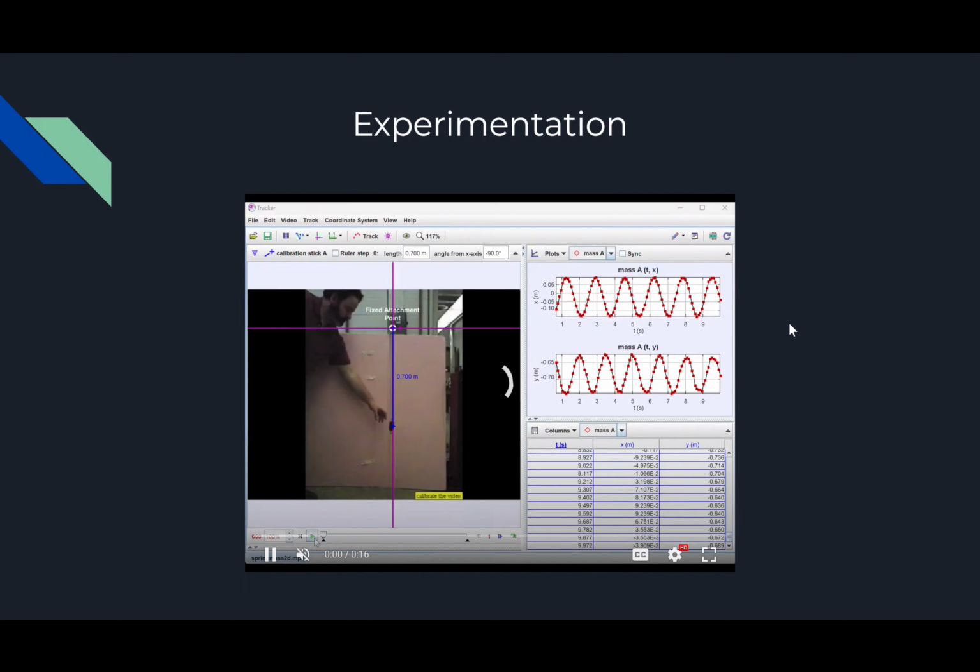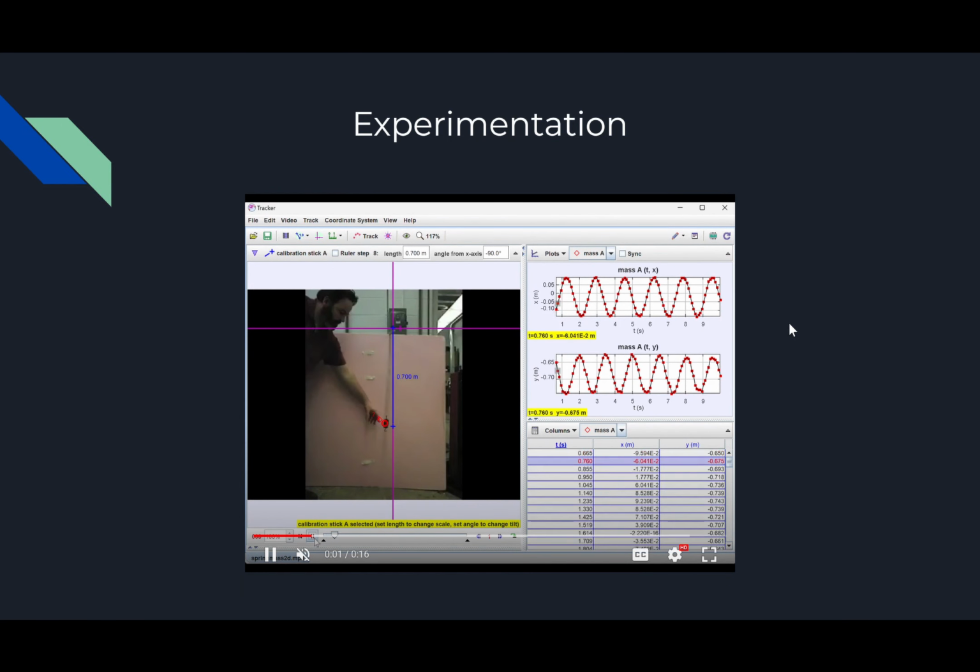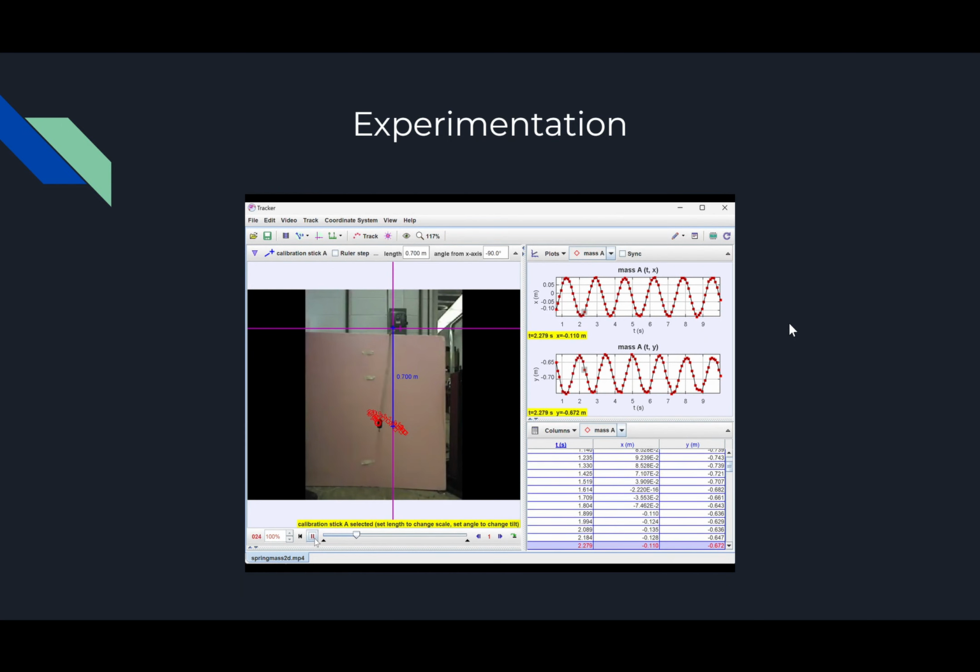Alright, here's the Tracker video of the experiment. Highlighted in red are the lines I modified in the GlowScript to run the data that we'll see in the next slide. Recall the energy formulas being used here.